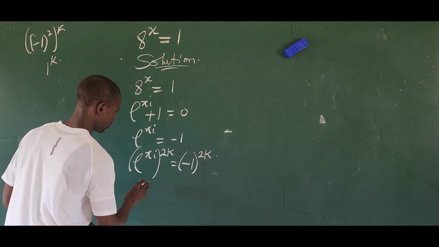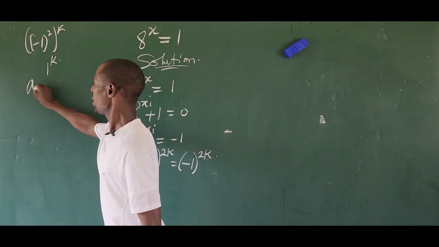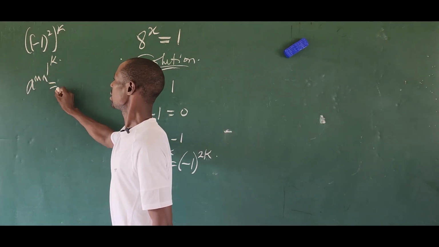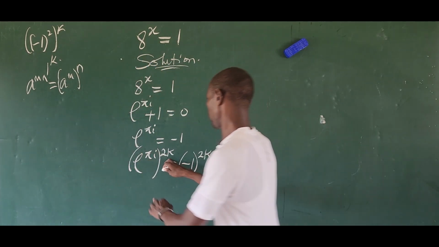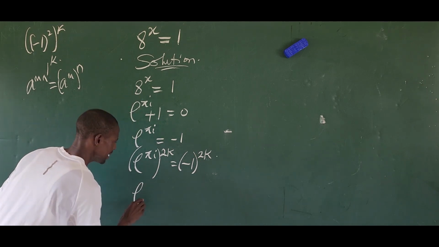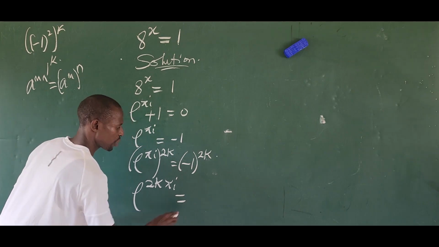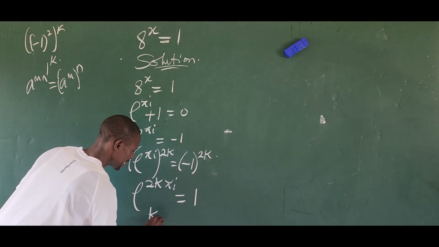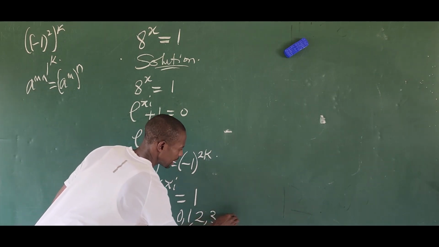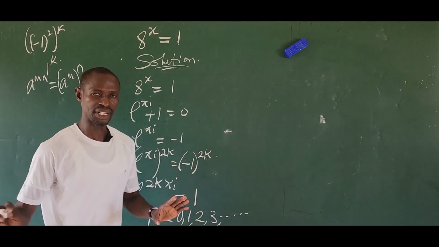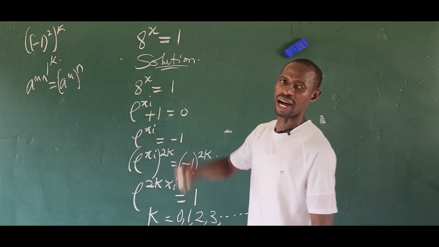Again, we can apply the simple rule of a to the power of mn is equal to a to the power of m, raised to the power of n. So if we use this to multiply, we're going to have e to the power of 2k pi i is equal to 1, where k is a set of numbers 0, 1, 2, 3, to infinity. That is where we're going to have our infinite solution for our x here.